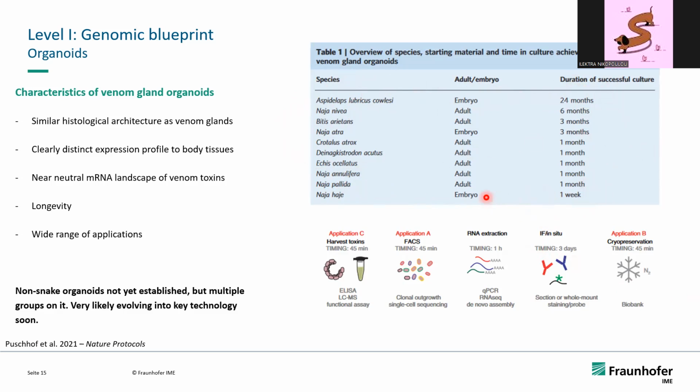And they can also be used for a wide range of applications. They have been used for fluorescence activated cell sorting, of course, RNA extraction, fluorescence and antibody experiments, cryopreservation, so biobanking, but also to harvest toxins. And this really shows that organoids are a very promising system for the future. However, non-snake venom organoids are not yet established, but I know for a fact that several groups are on that, and I expect arthropod and even mollusk venom gland organoids to be popping up at some point.